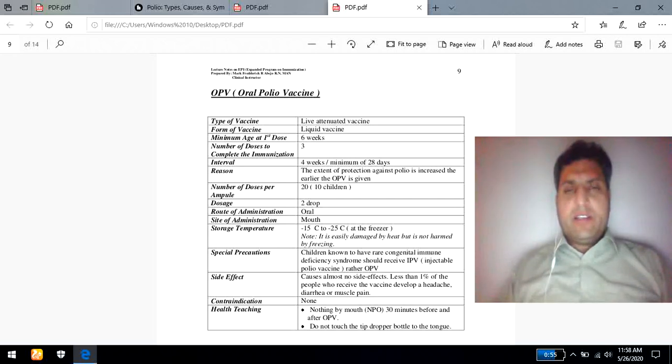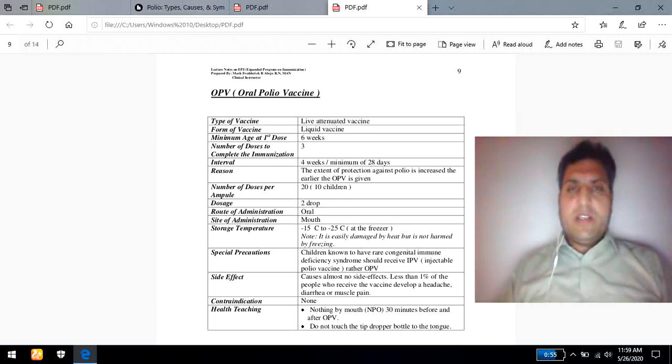Initially, in 1789, there was a description of polio. So the first description was in 1789 regarding polio. Anyhow, the outbreak of this disease was basically observed in the United States in 1843, and almost more than 21,000 paralytic cases were reported in the United States in 1952.